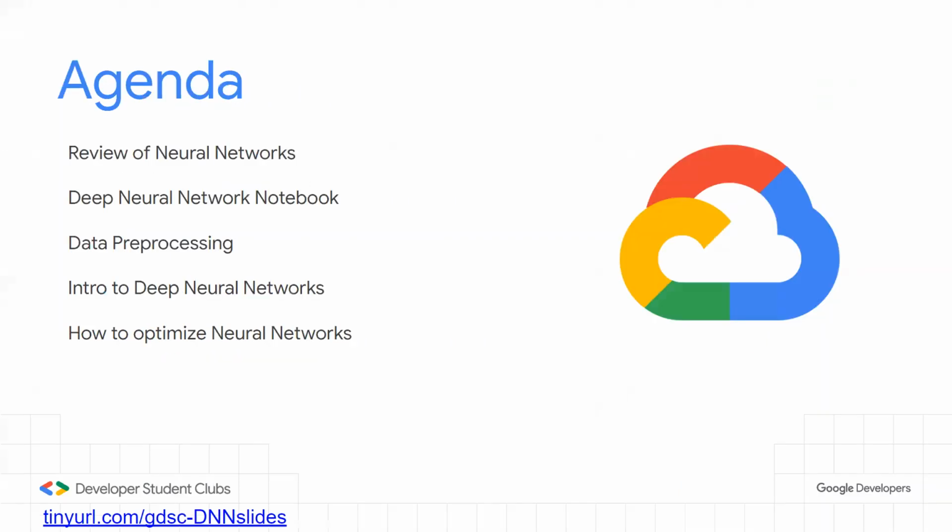All right, cool. So today we'll be going over again a review of neural networks. Then we'll start to look at a deep neural network notebook. This is where you get to play around with some code. We're going to talk about the data processing that goes into it, and then further on into deep neural networks and how to build a neural network that effectively predicts or classifies what you need to do.